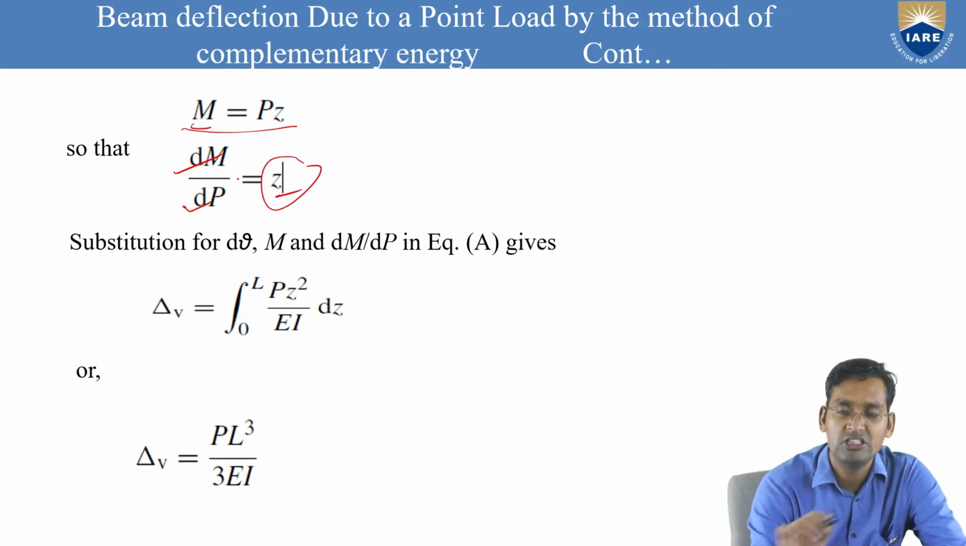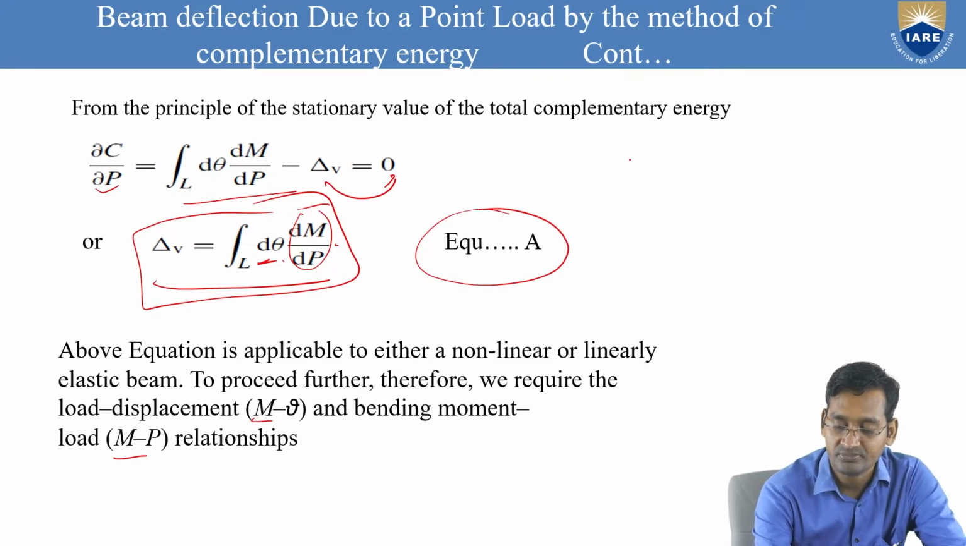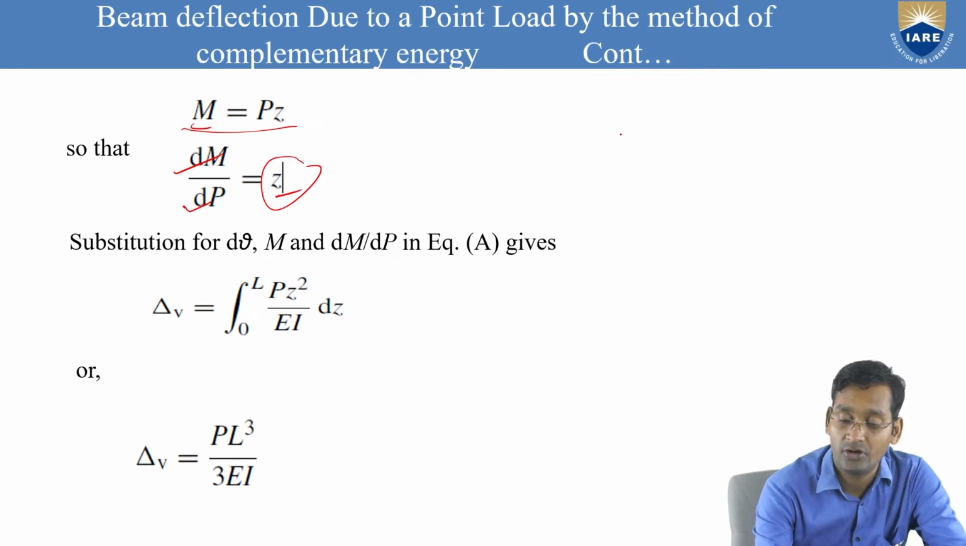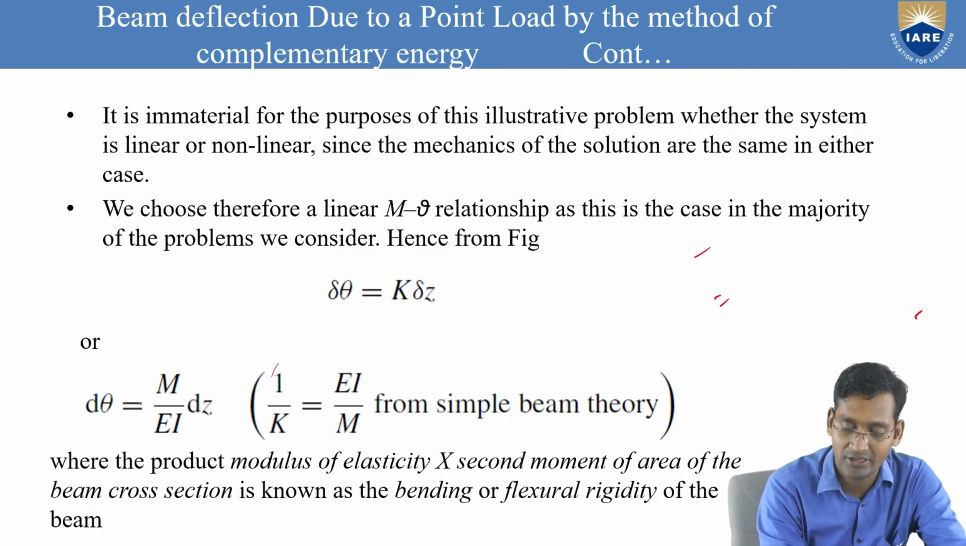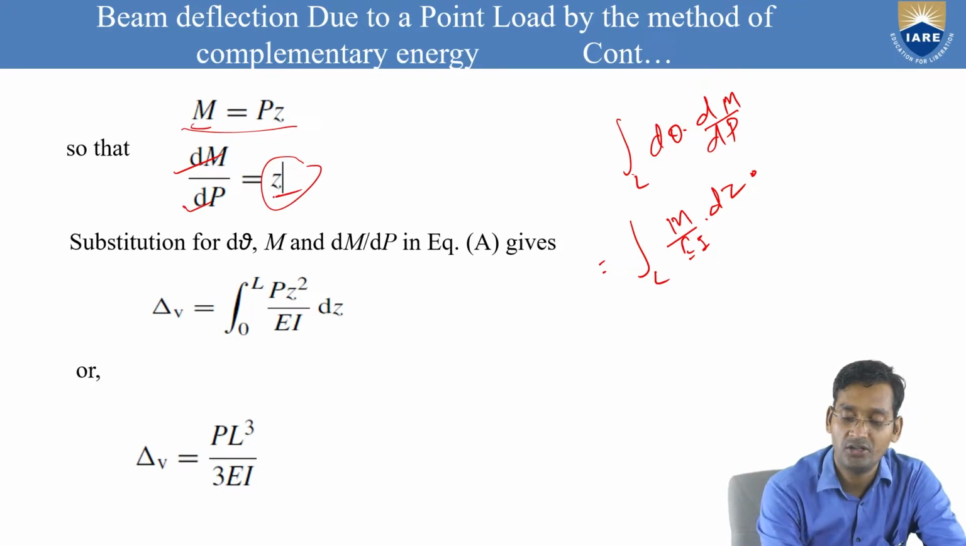Now substitute these two in equation 1. So what is our equation here? We have to find the integral from 0 to L of d theta into dM by dP. What we got for d theta is M by EI into dz, and dM by dP is z.